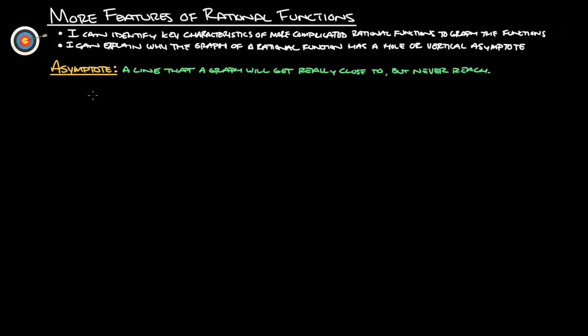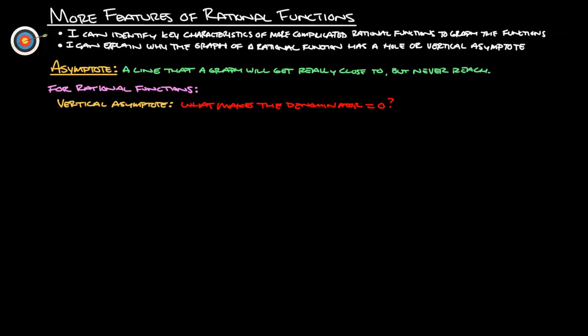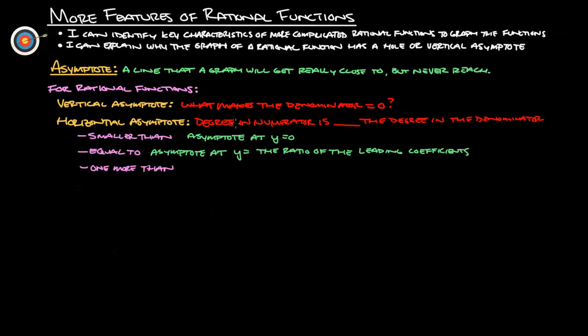Okay, so we're going to get more into the definitions of some of these things that we've already been using. First one, asymptote: a line that a graph will get really close to but never actually reach. For rational functions, a vertical asymptote is what makes the denominator equal to 0, because we know we can never divide by 0. So that's our vertical asymptote. Horizontal asymptote kind of depends.